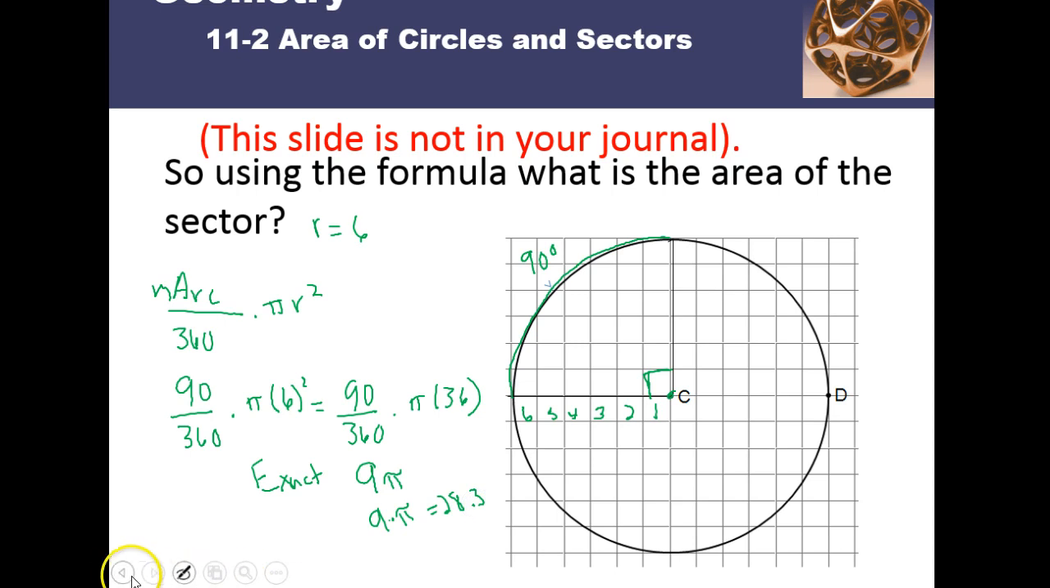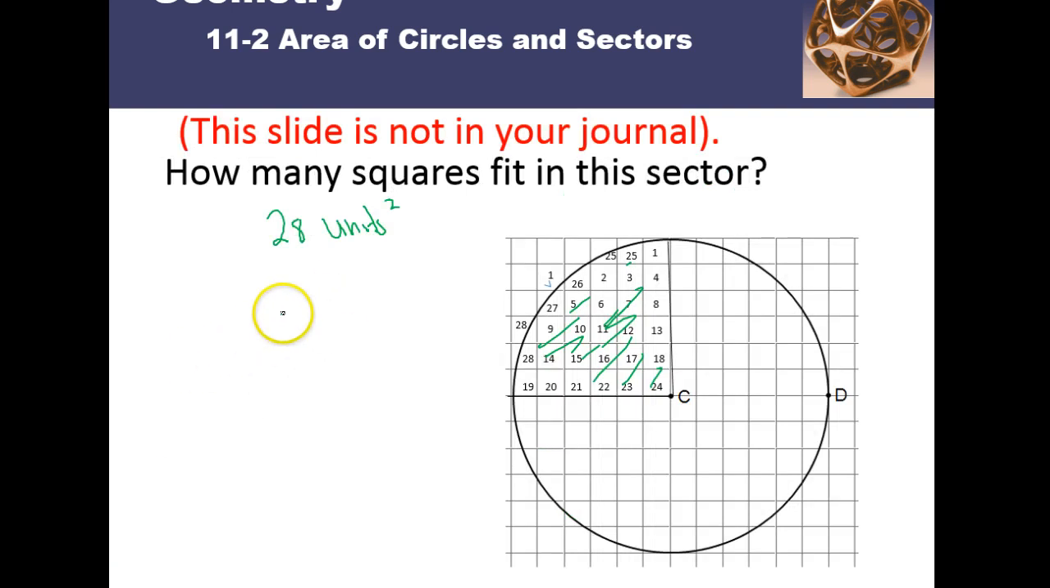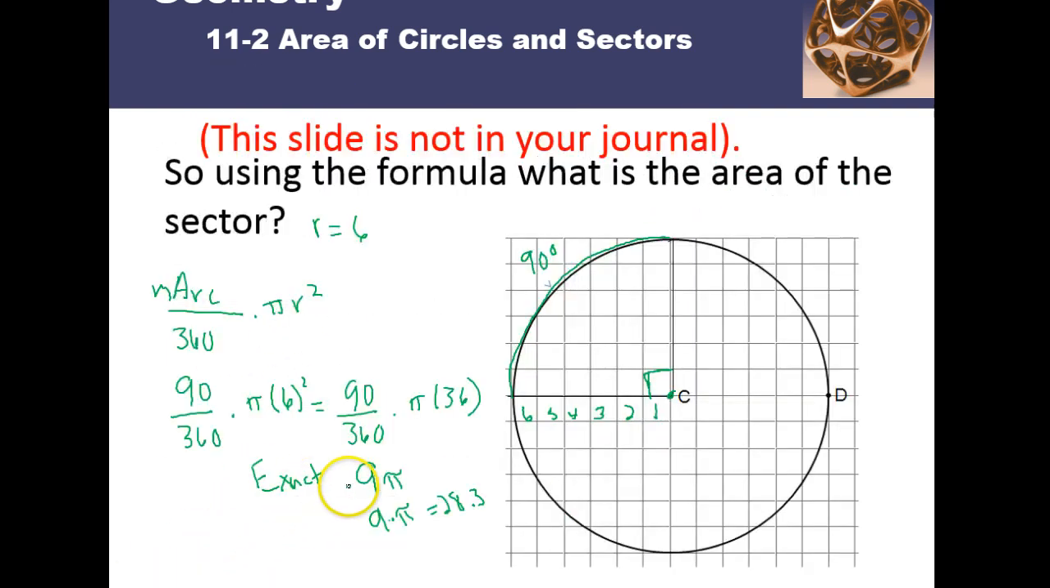And let me just go back a couple slides. We said it was going to be 28 units squared, and we got 28.3 square units. So units squared. So this was a pretty good approximation, just counting up the squares, right? But that's not very practical, which is why we go with the formula.